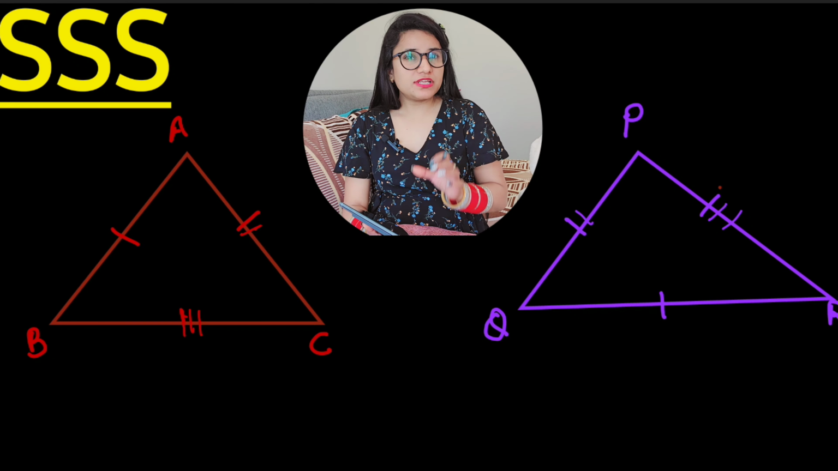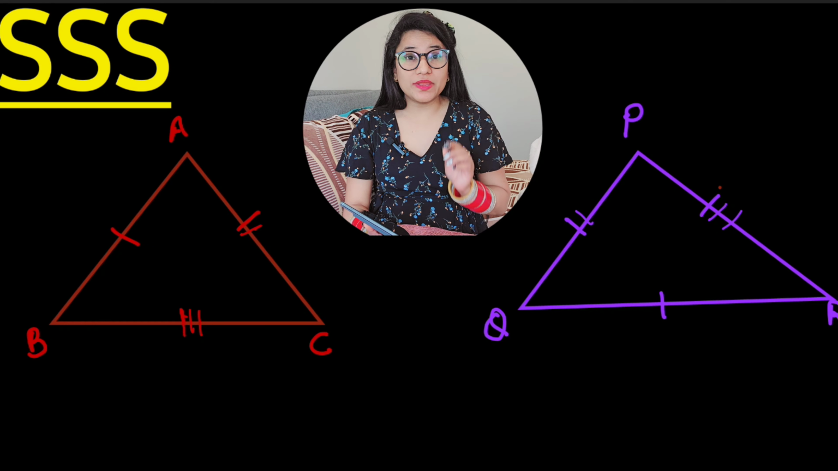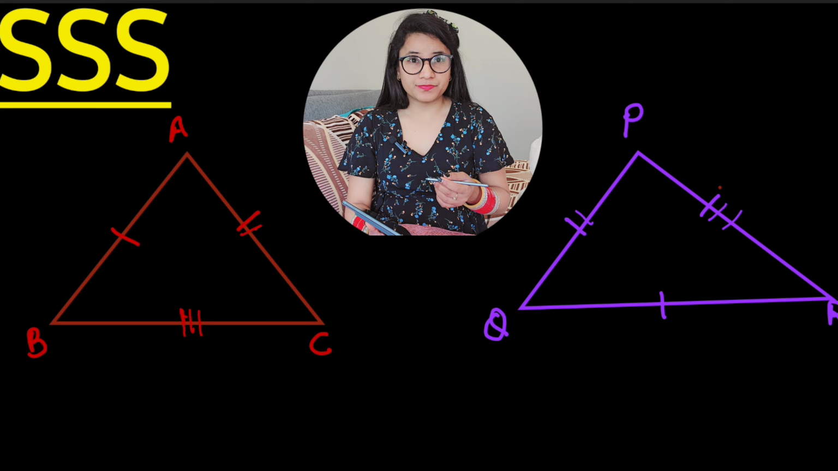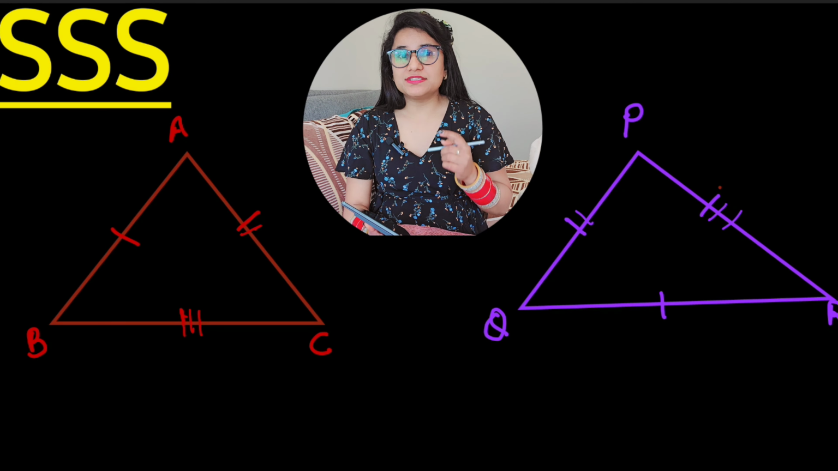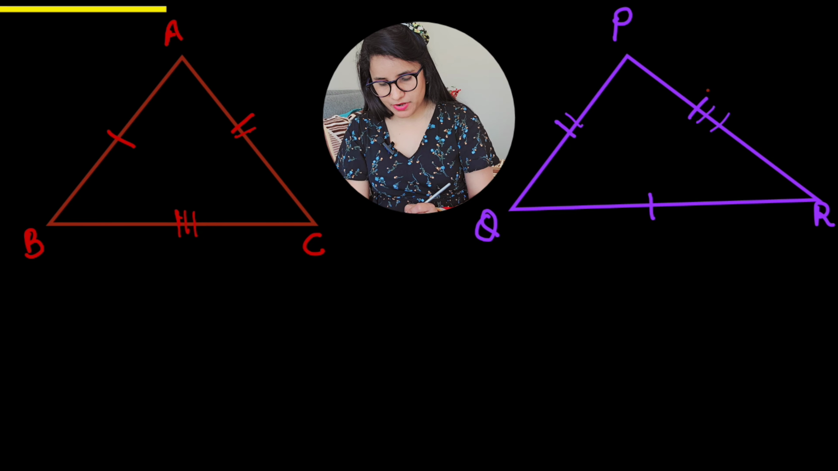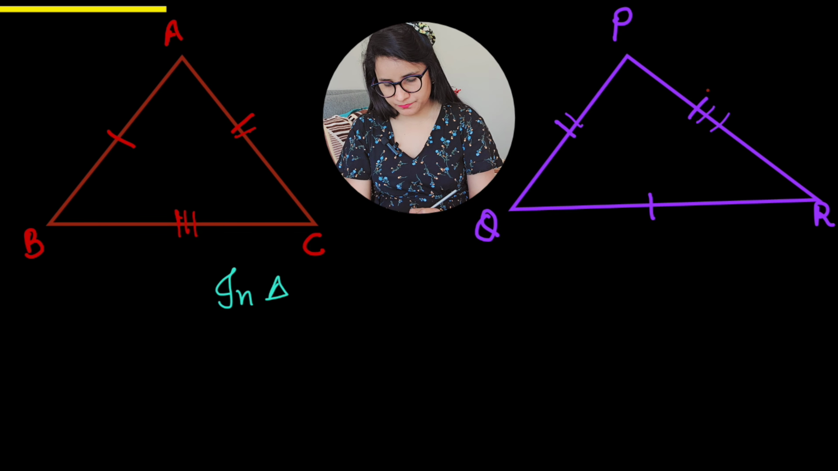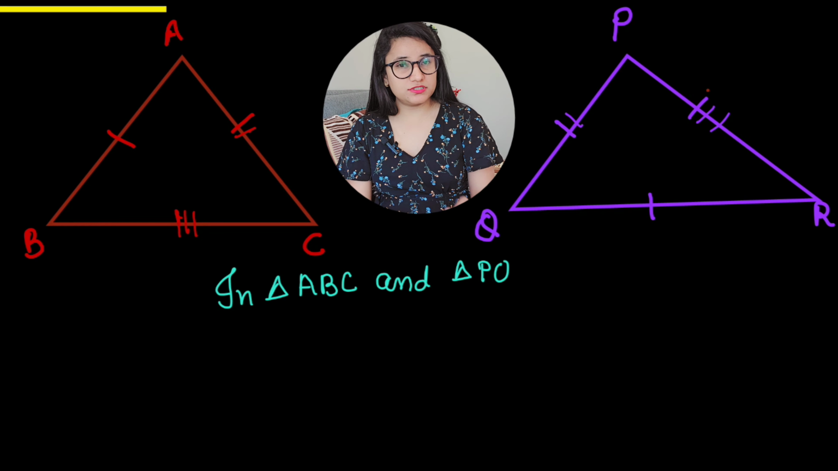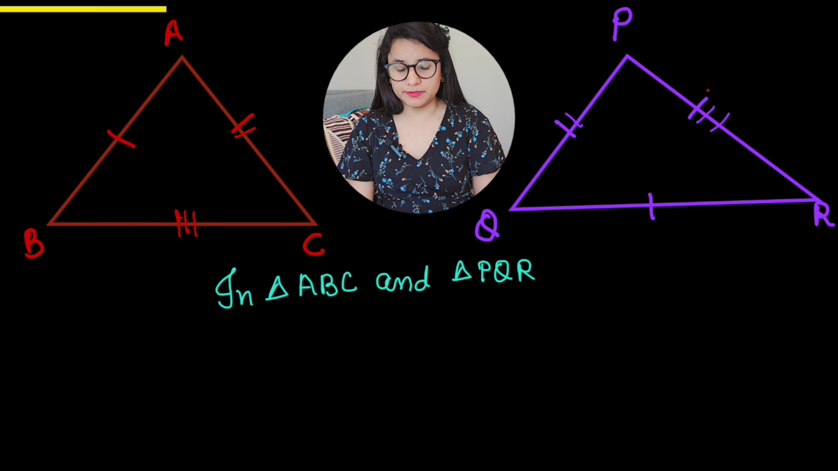Now, not only will I tell you about the properties, but also how to write it down in your answer sheet, because each step carries marks. So here my first step will be naming of the triangles. We will write down, in triangle, this is the symbol of a triangle, ABC and triangle PQR. So our first step is done, that is the naming of the triangles.